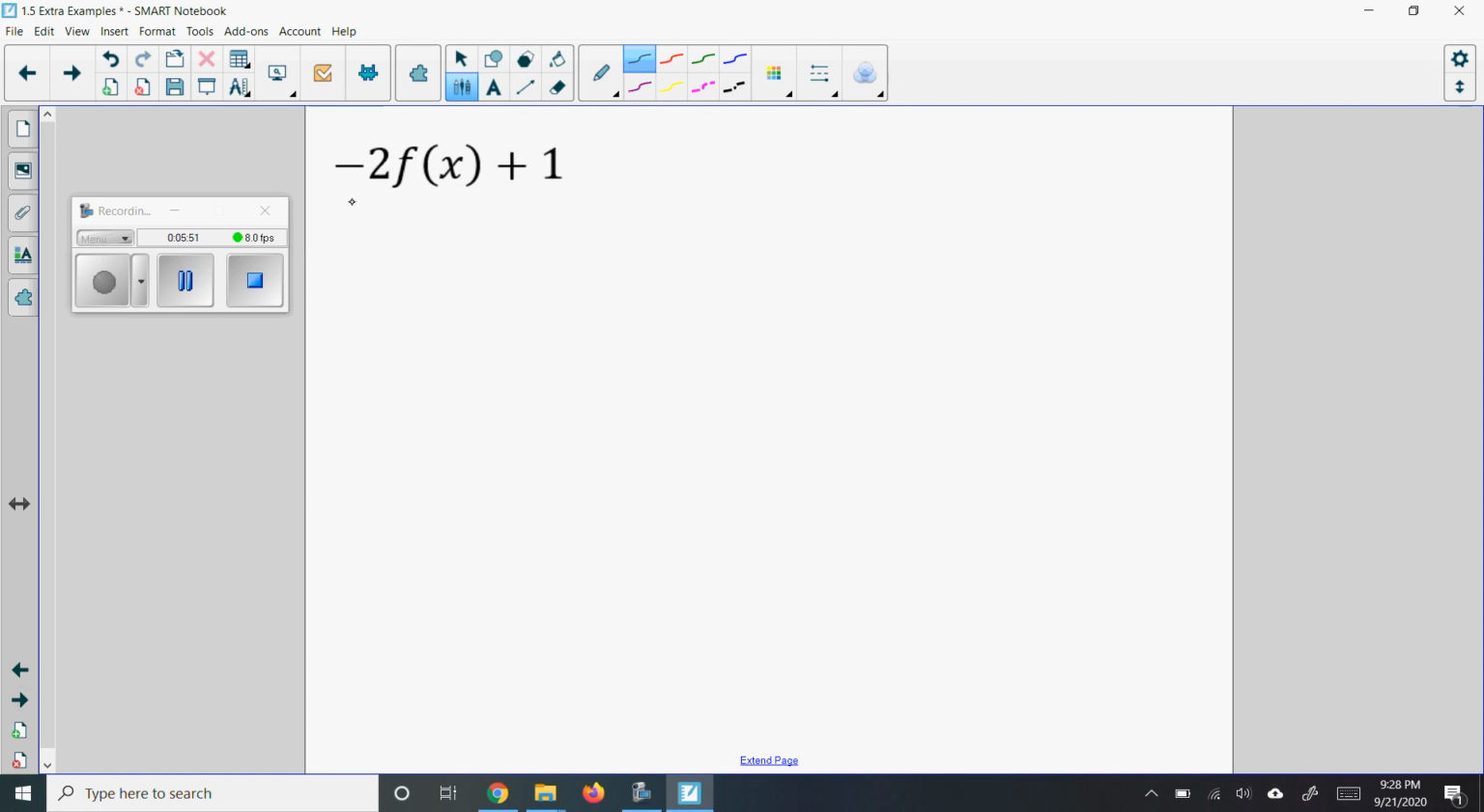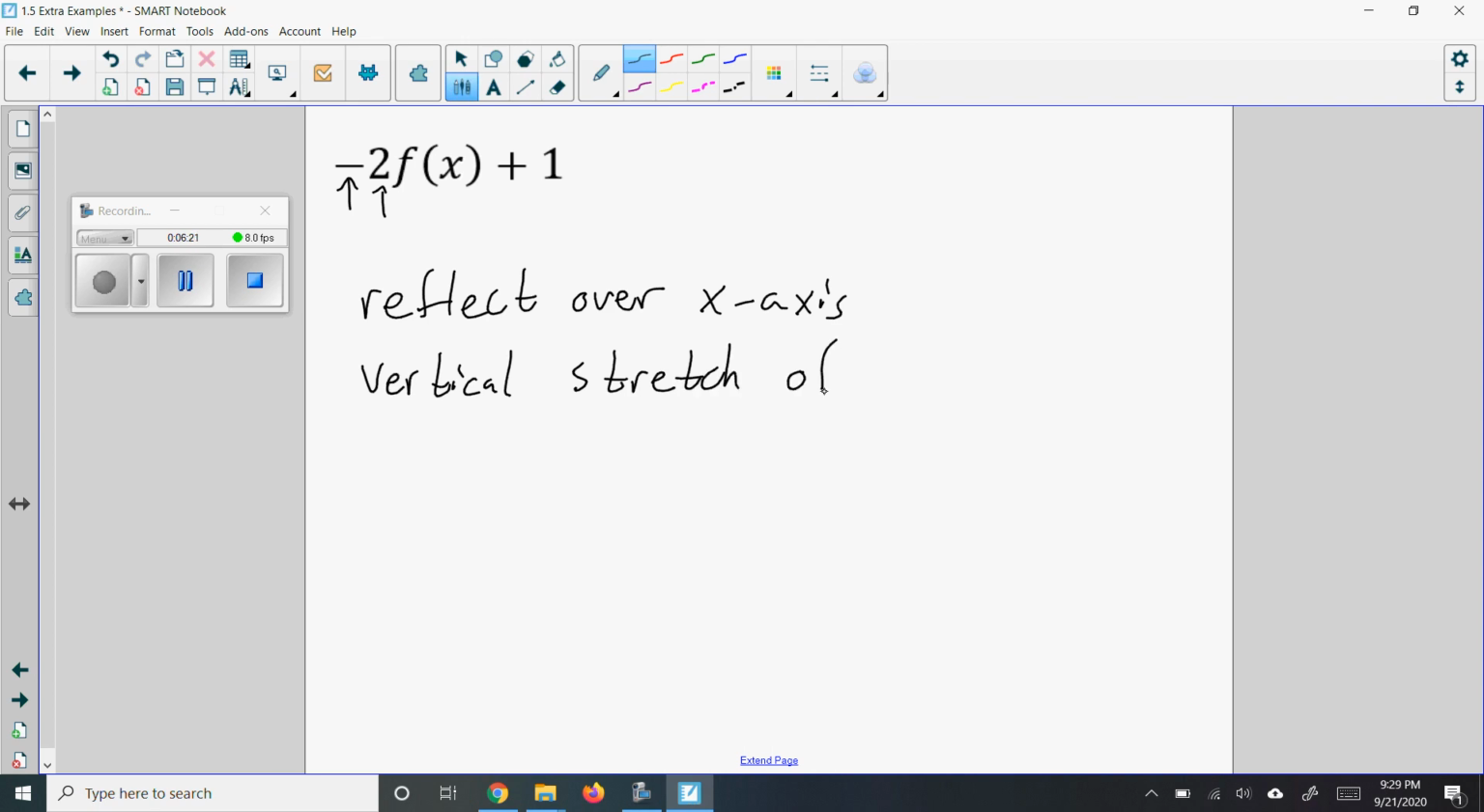Okay, so this -2 represents 2 transformations. This negative is on the outside, which means this has been reflected over the x-axis. The 2, well, that corresponds to a vertical stretch of 2. And this 1 is on the outside, which affects the y values. And so this has gone up 1.